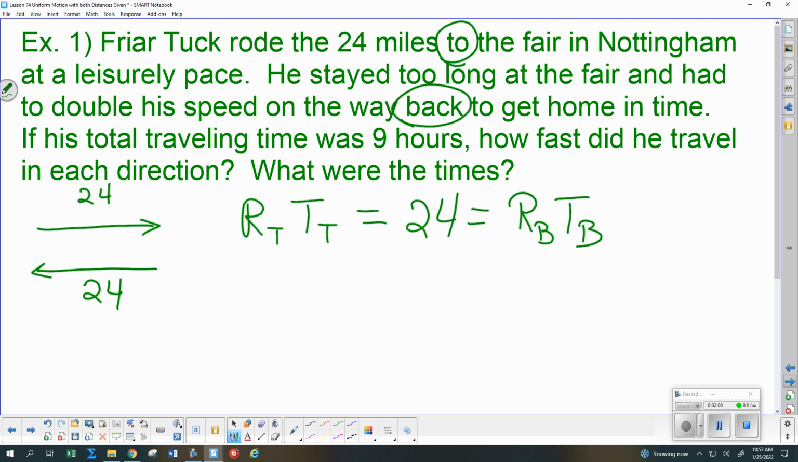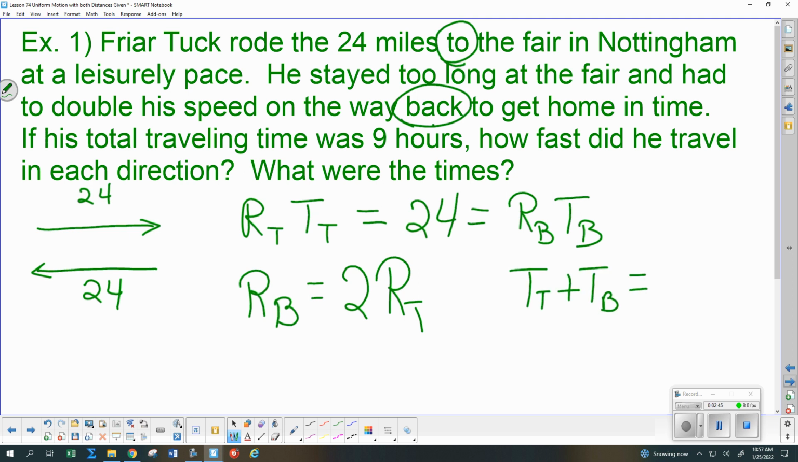So right now, I know those three things are all equal. I also know that he doubled his speed on the way back. So how do I write down an equation that says on the way back, his speed was double what it was before? Let's go. So very good. RB equals 2 RT. Are we all comfortable with that? Okay, then we know that the total traveling time was 9 hours. So we're going to say that TT plus TB was 9.